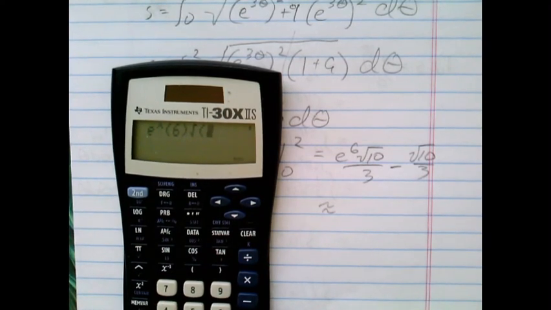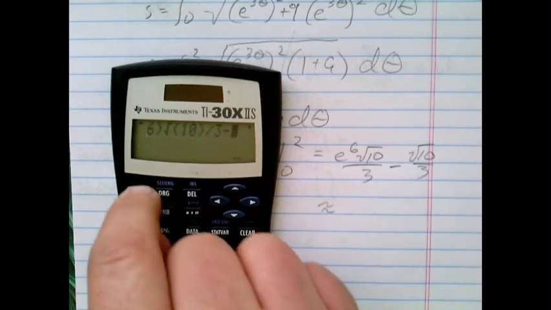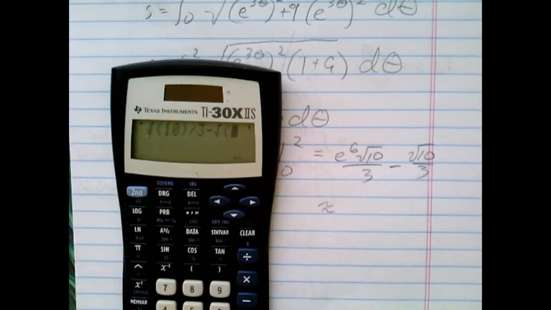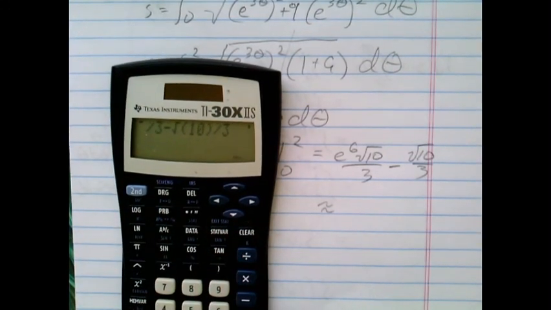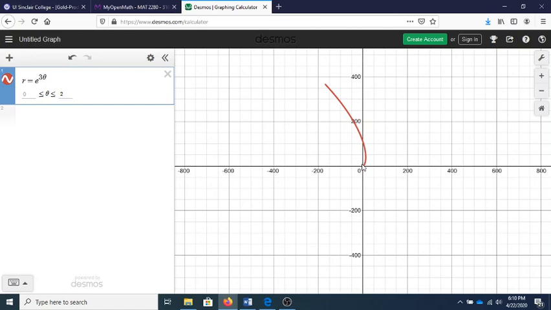Alright, so e to the 6th times the square root of 10 divided by 3 minus square root of 10 divided by 3. Alright, so about 424. Let's go back and have a look at our picture in Desmos. Yeah, I would say it looks like I'm going from 0 up to this point, and I can see that the height is almost 400, and I'm going horizontally too. So yeah, it seems completely feasible to me that my arc length would be a little over 400.